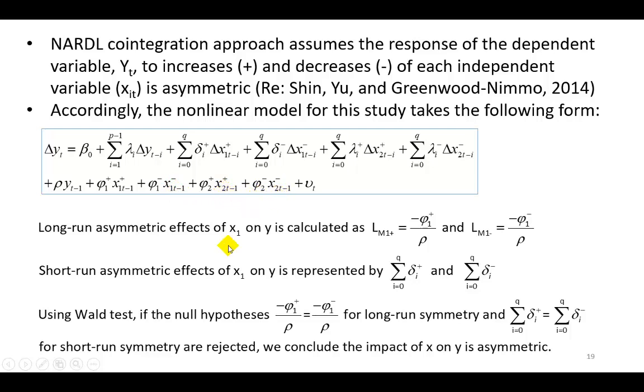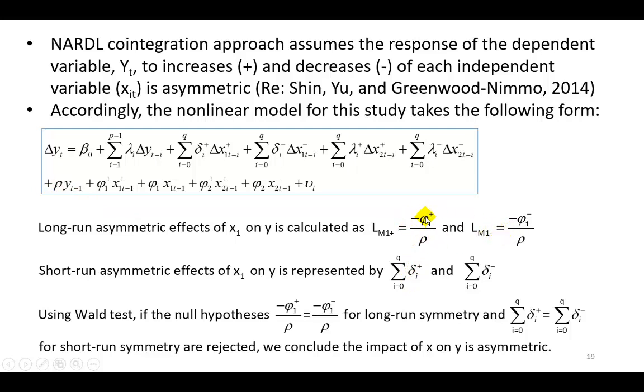So the big deal here is that we're going to be constructing the long run asymmetric effects of x1 on y, which are basically the asymmetric long run coefficients calculated by dividing the coefficient for x1 positive by the coefficient for yt minus 1. That's it right here. Phi1 positive is the coefficient for x1 positive, and then we're going to divide that by rho, which is the coefficient of yt minus 1, with a negative in front of it, and do the same for phi1 negative, dividing it by this. In both cases, keep in mind, you're going to put a negative in front of the quotient.